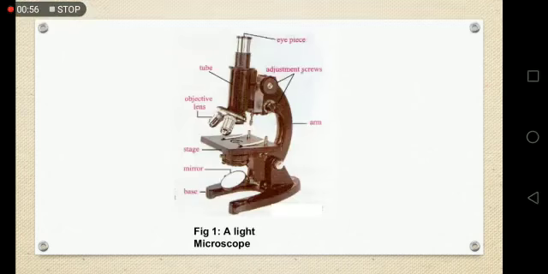A light microscope has a base, an arm, a tube, a stage, and two adjustment screws, as you can see in the picture. Two lenses are fitted on the two ends of the tube. The end of the tube through which we observe an object is called an eyepiece. The lens near the object to be seen is called an objective lens, while light is passed through the object from below using a mirror.